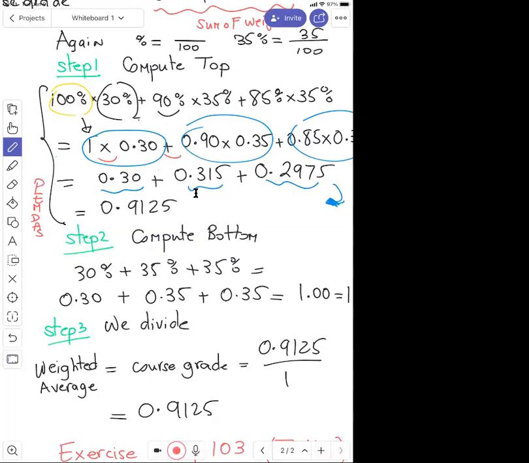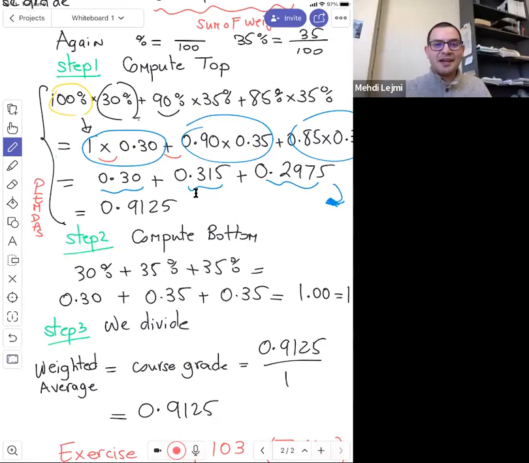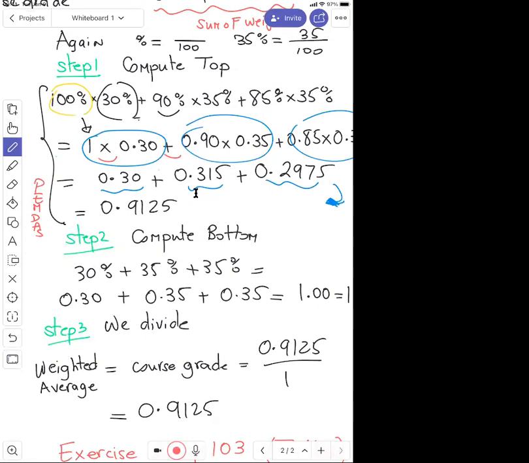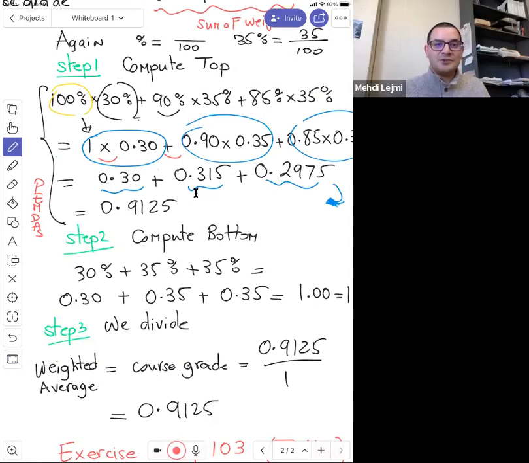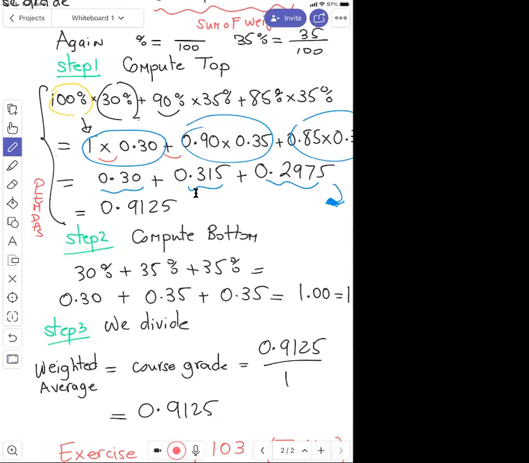That's how I'm writing this. I'm writing 25 divided by 100, 22.5 divided by 100. The percent means division by 100. So the percent is division and multiplying by 100? No, percent is just division by 100. So it's not multiplying by 100. No. That's what I've been doing.